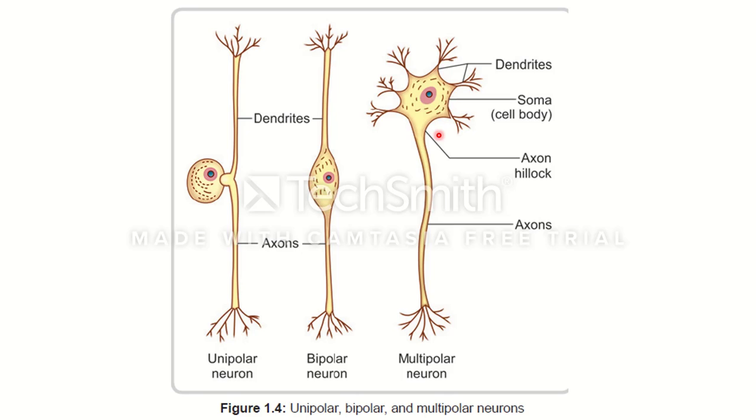Another type of neuron is called a bipolar neuron. As its name indicates, we have two poles in a neuron. From one pole, the dendrite arises, and from another pole, the axon arises. And this type of neuron is typically found in the epithelium of the special senses.